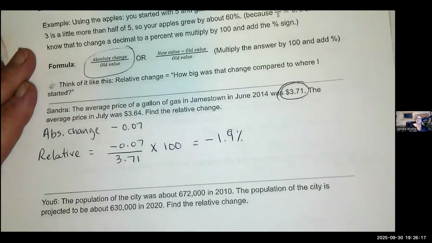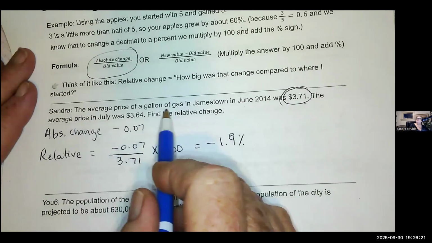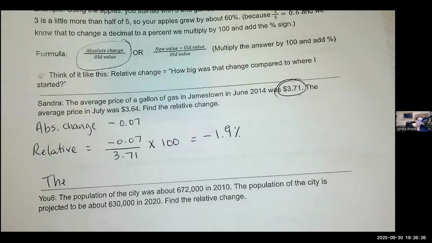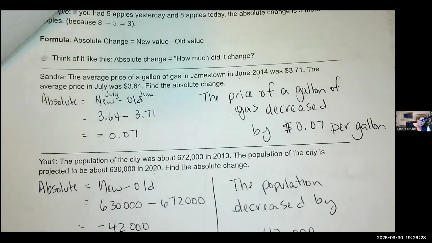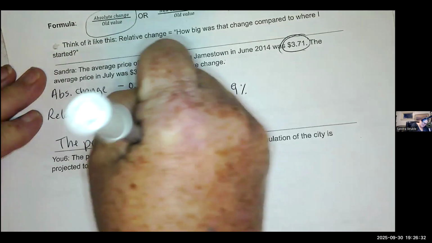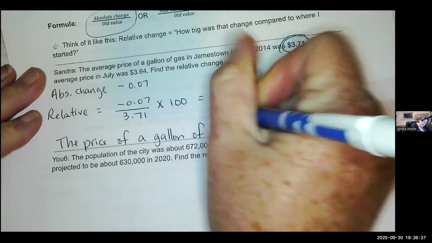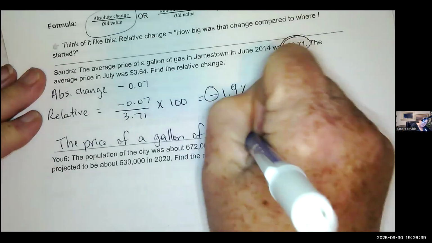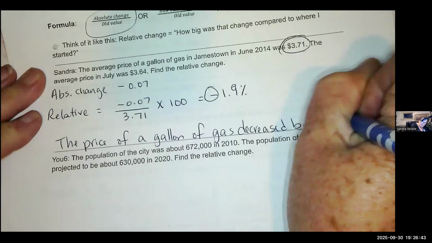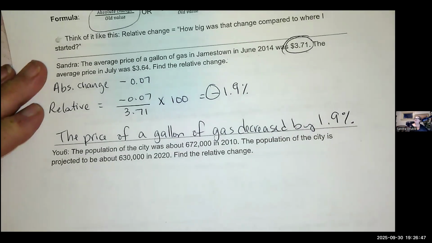Now to answer the sentence for the question, we're going to say the price of a gallon of gas decreased, because it's negative, by 1.9%. You do not put decreased by negative 1.9%. That is it.